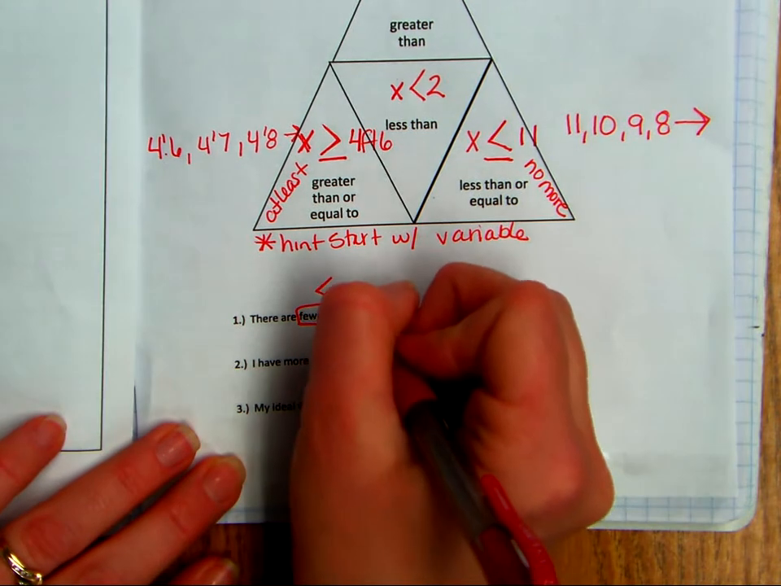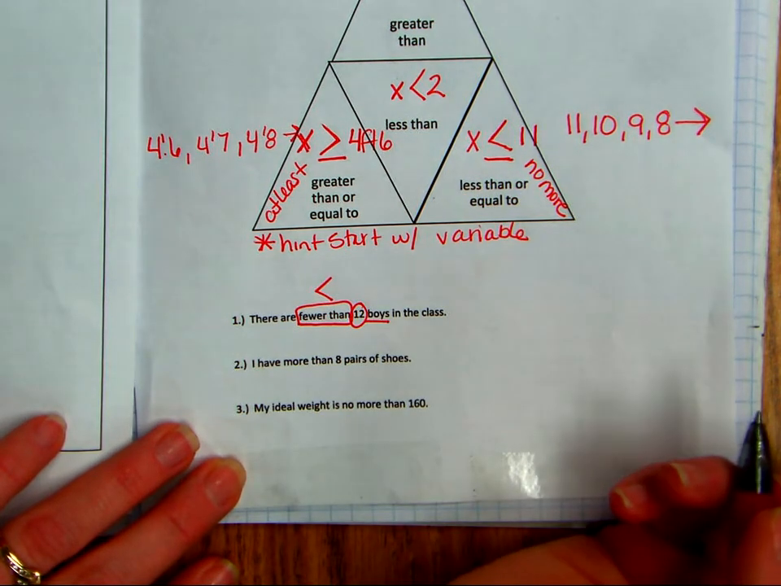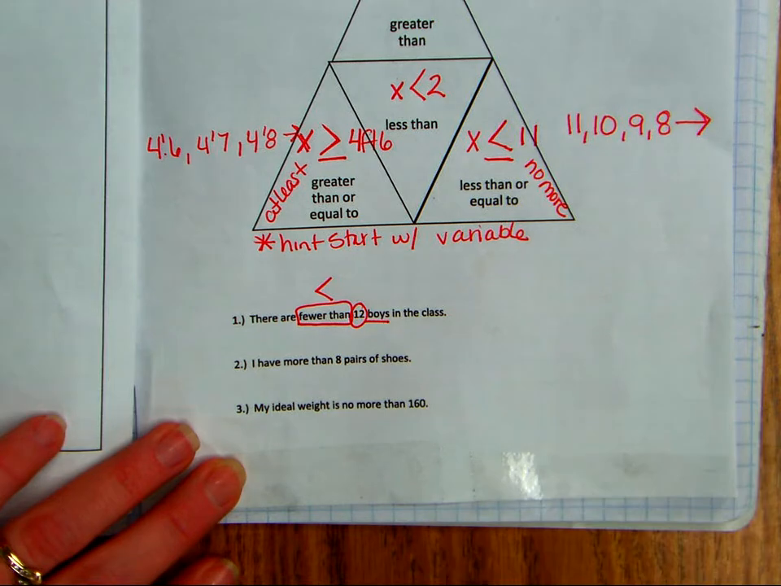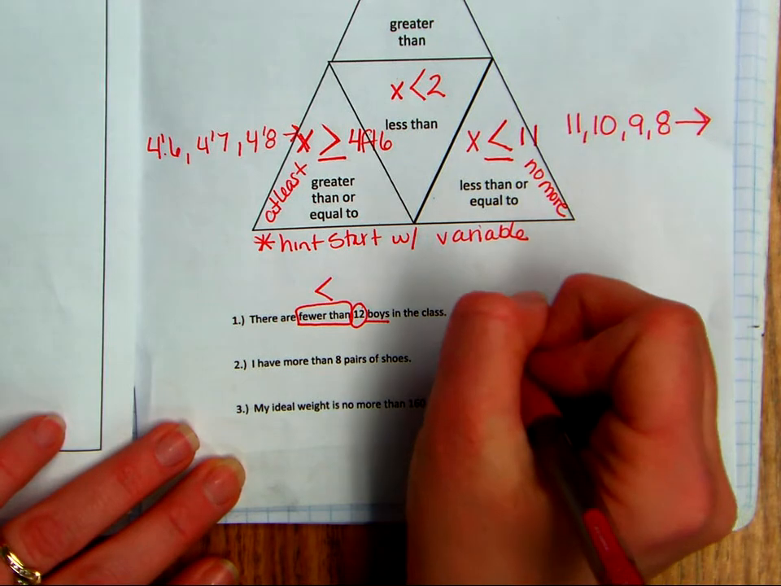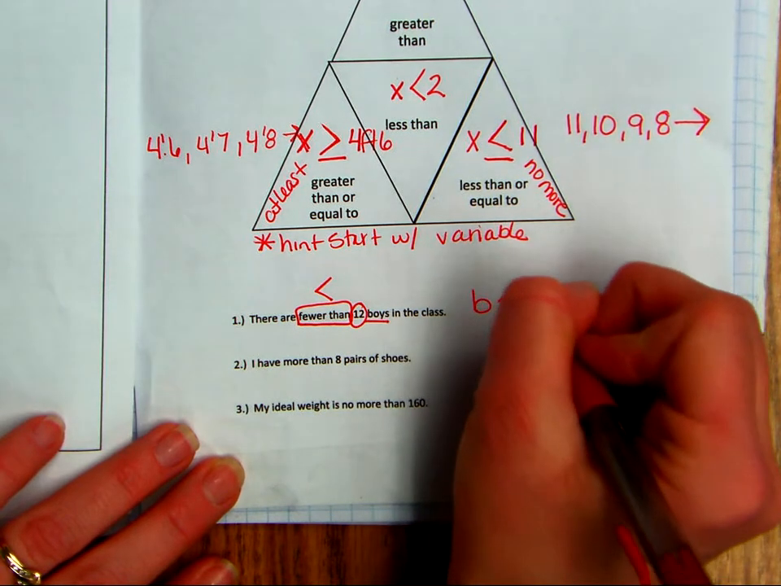And I'm going to circle the number. There's 12 boys. And I don't know how many boys there are. So because I don't know how many boys there are, I just know that it's less than a certain amount. I'm going to put a variable. So I'm going to say boys are less than 12.